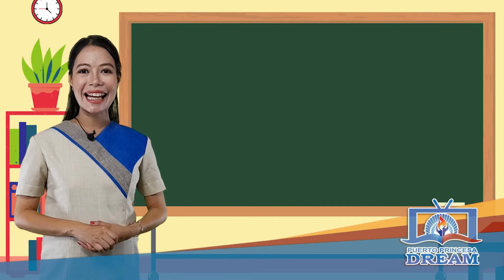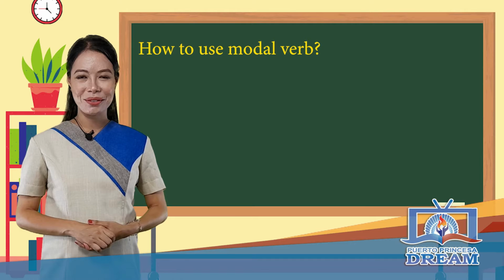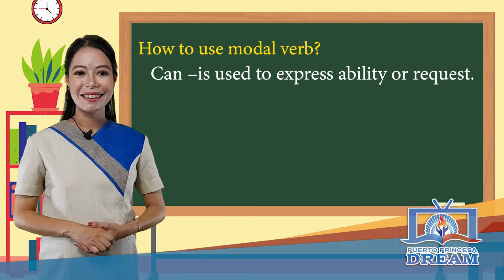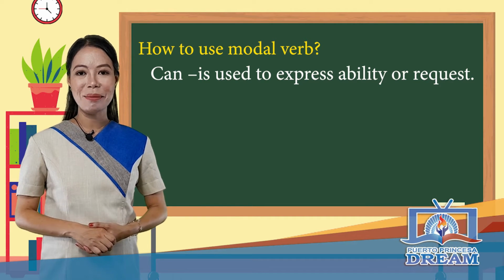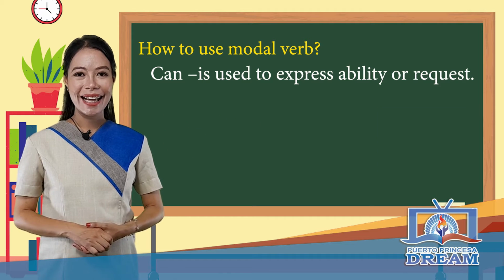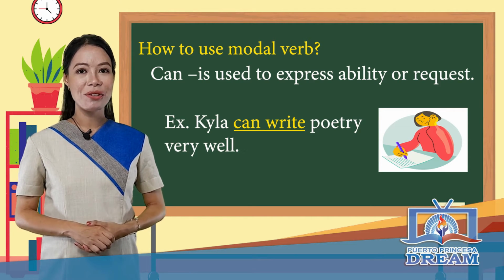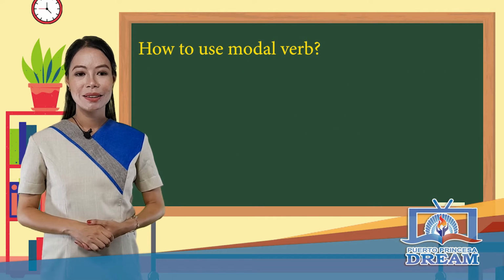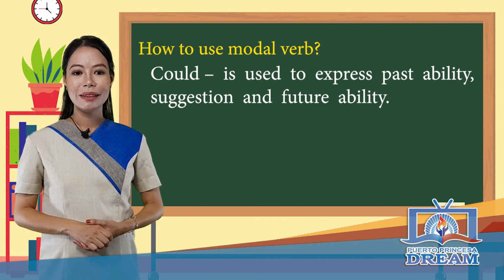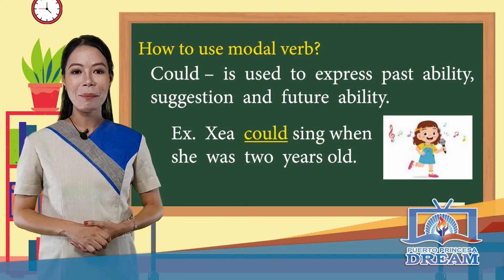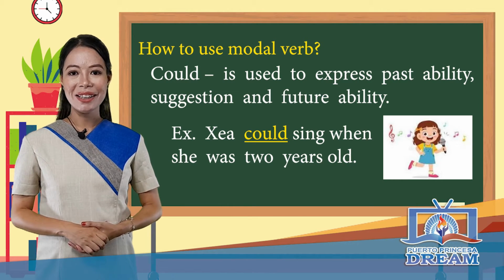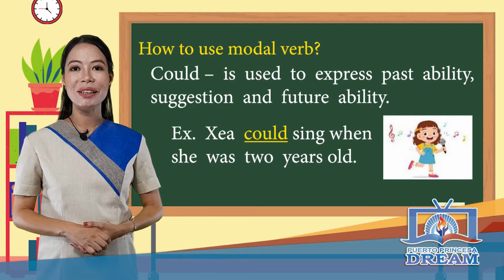Now, let's discuss how to use modal verb. Can is used to express ability or request. Example, Kyla can write poetry very well. Could is used to express past ability, suggestion, and future ability. Example, Saya could sing when she was 2 years old.